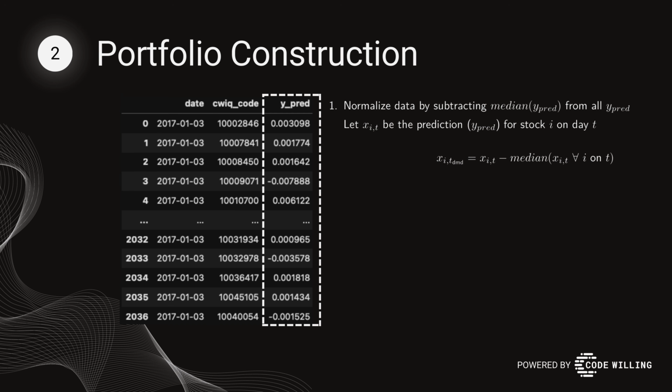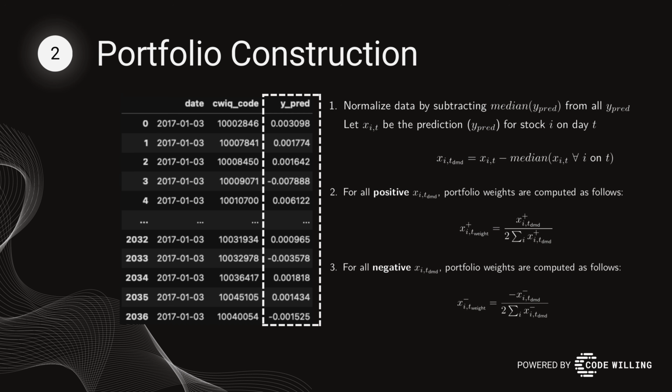Now, we'll assign weights to each stock. For stocks whose X sub IT sub DMD is positive, meaning those stocks whose predicted returns are above the median prediction, the weight assigned is simply the median prediction divided by 2 times the sum of all the positive X sub IT sub DMD. For stocks whose X sub IT sub DMD is negative, meaning those stocks whose predicted return is below the median prediction, the weight assigned to each prediction is the negative of the median prediction divided by 2 times the sum of all the negative X sub IT sub DMD. These weights correspond to the daily portfolio allocations.